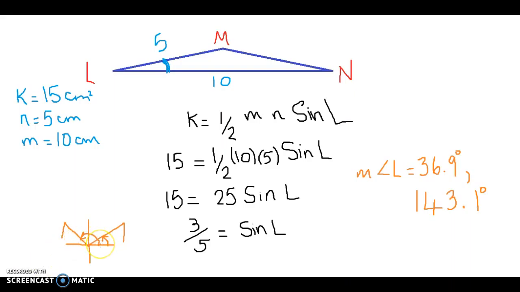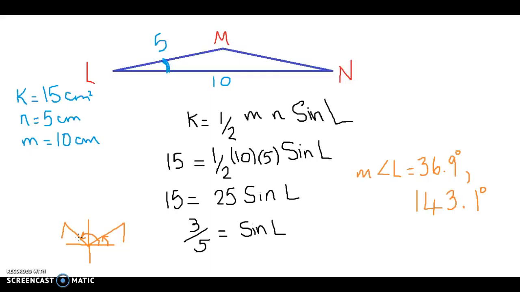If I take the 36.9 and use it as a reference angle, since it is acute with the x-axis, and put it in quadrant 2, I can do 180 minus 36.9, and I'll get 143.1. So I'll use 36.9 as my angle and also as my reference angle.